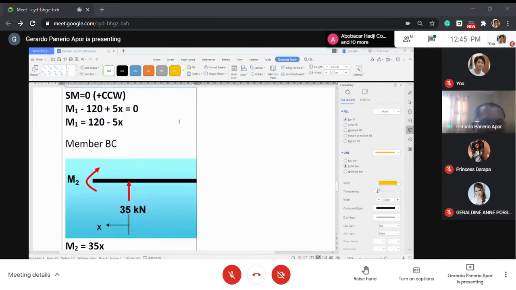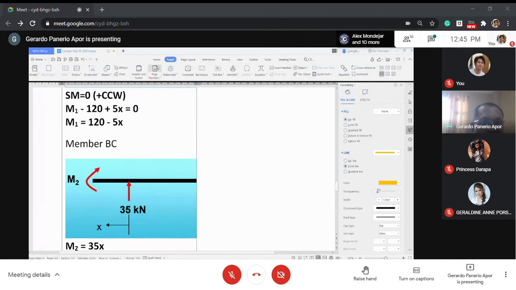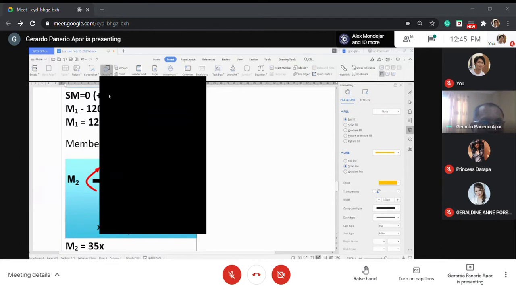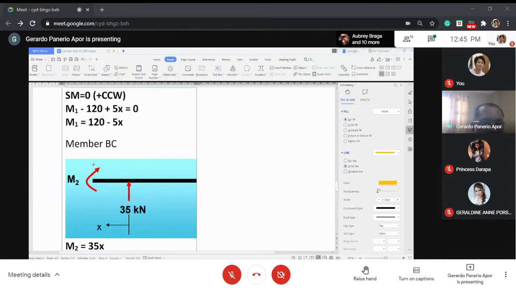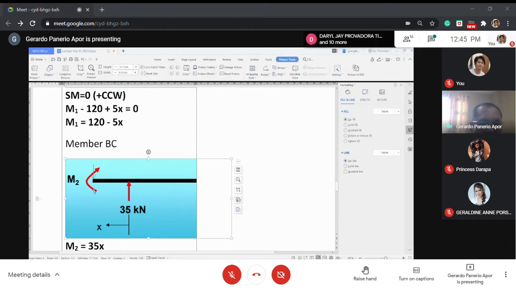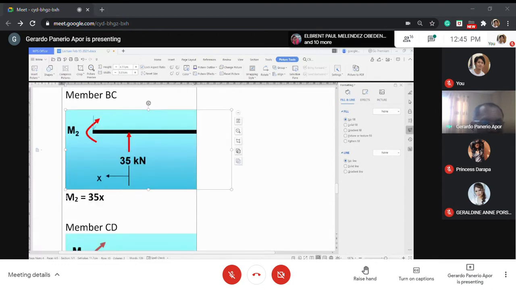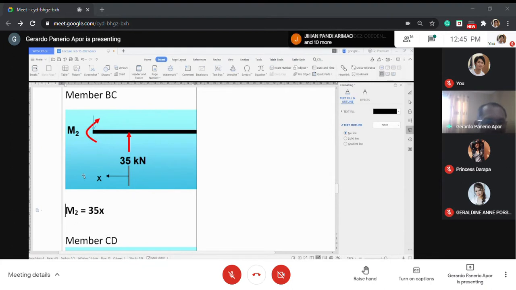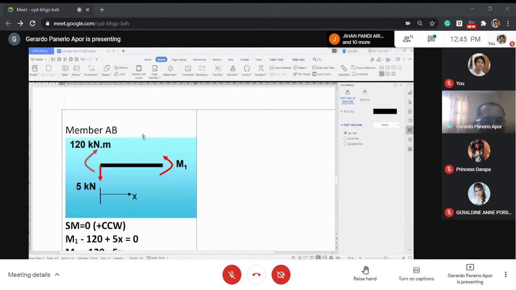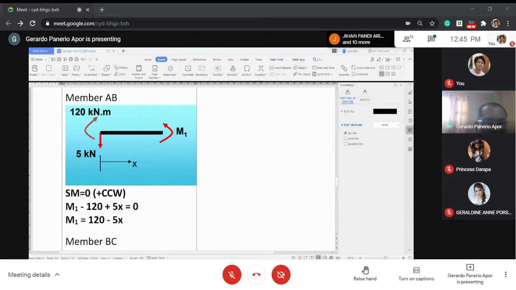There is a load here supposedly. I'll insert it here. There is a load here, and that load is 30, but since I sum up moment here at B, okay, sum up moment at B.